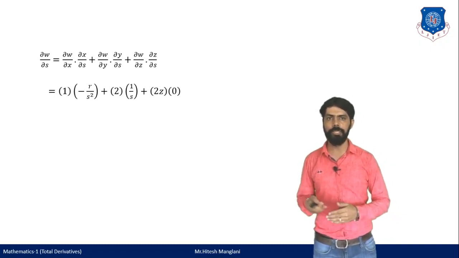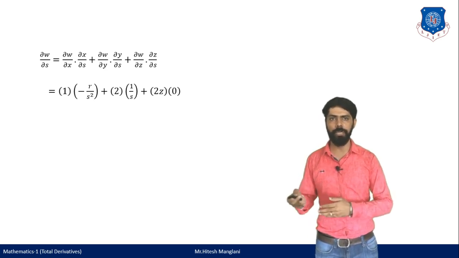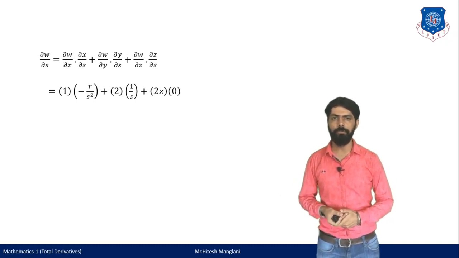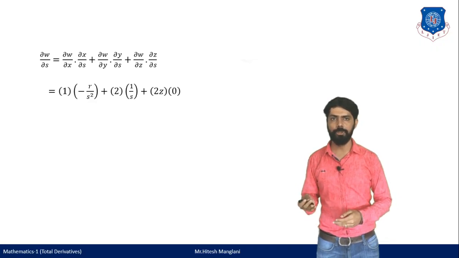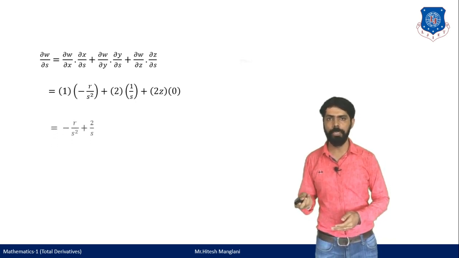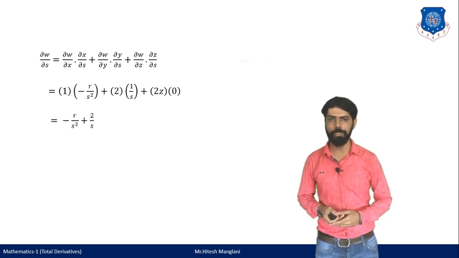Now del w by del z is 2z. We have found that earlier. And del z by del s. We know that z is 2r. So if we take the partial derivative of z with respect to s, then r is a constant, so the derivative of 2r will be 0. Therefore del z by del s is 0. So this will be minus r divided by s square plus 2 by s. So this is the answer of del w by del s.